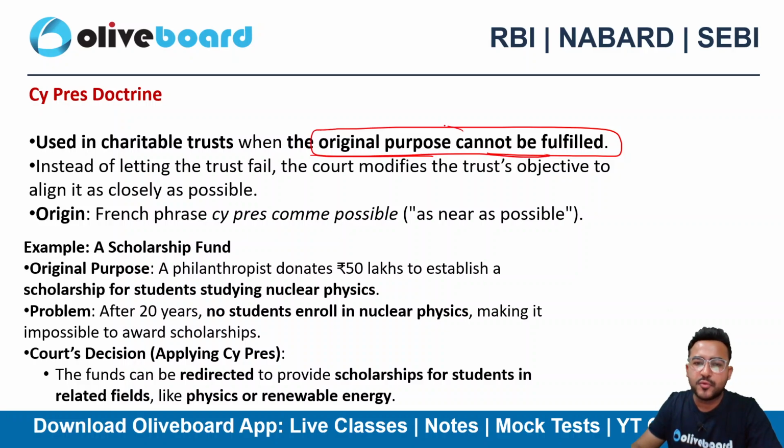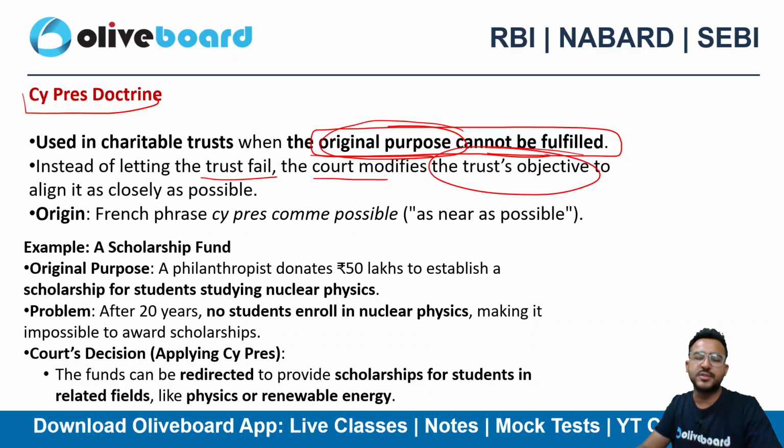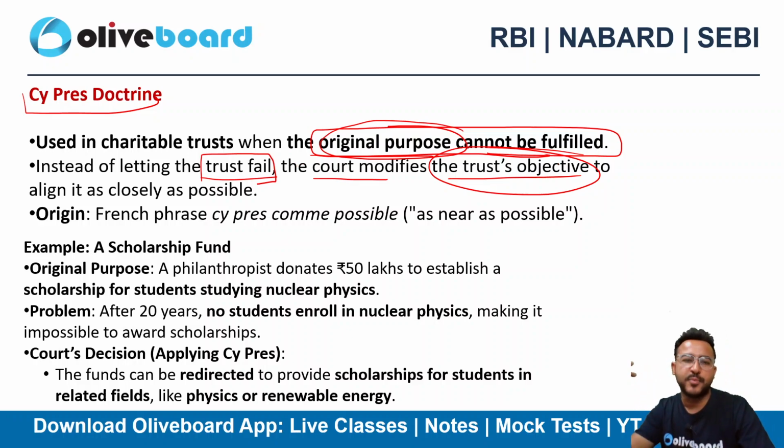If you are not able to fulfill the original purpose, then you can use this Cy-pres doctrine. Instead of letting the trust fail, the court modifies the trust objective. Let's suppose the original purpose is not at all possible. We are not able to deliver the original purpose. Now instead of letting the trust fail, the court modifies the trust objective to align it as closely as possible.